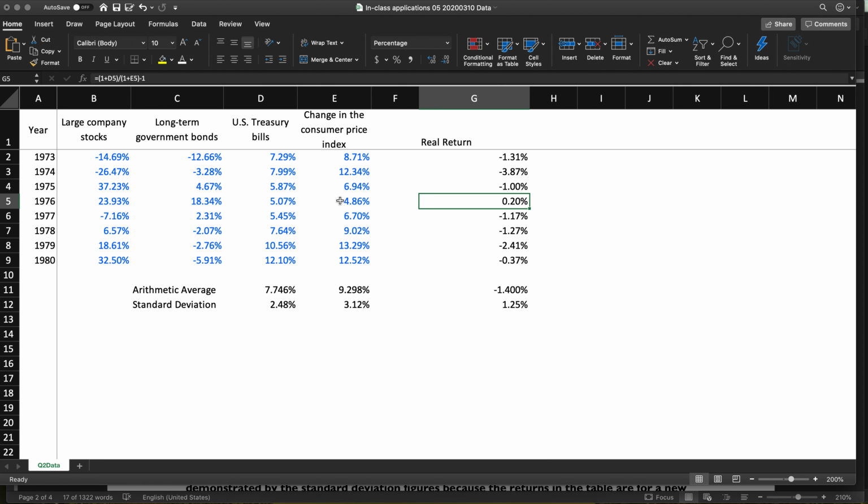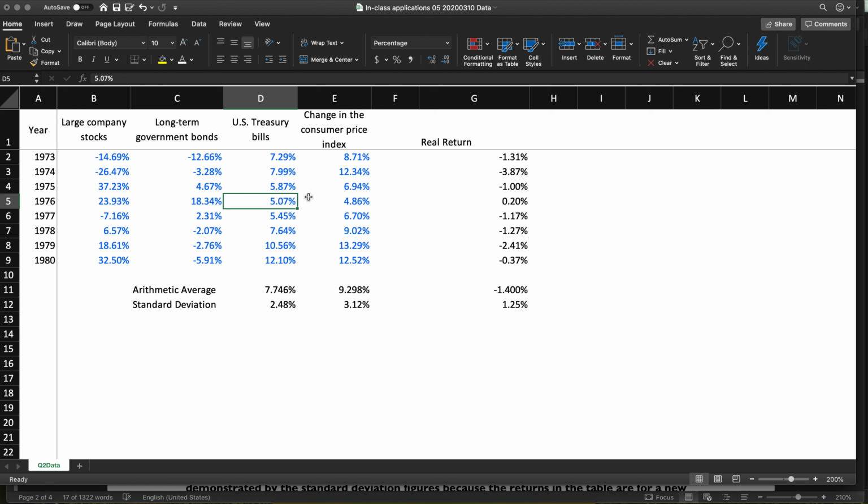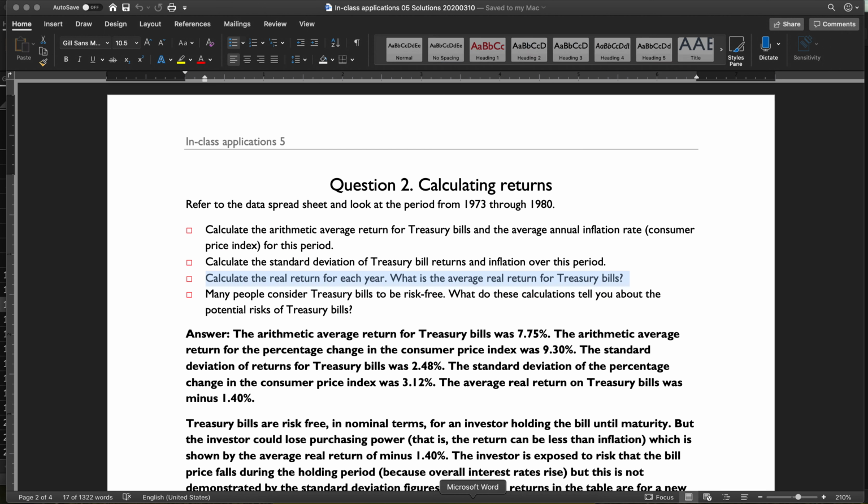The only year that we have a positive is in 1976, when the U.S. Treasury bill is 5% and the CPI is 4.8%. So a useful way to check yourself to make sure you're not doing something stupid: if the actual return is higher than inflation, then the real return should be positive. If the actual return is lower, then the real return should be negative. And you notice that we get minus 1.4 and the standard deviation is 1.25.